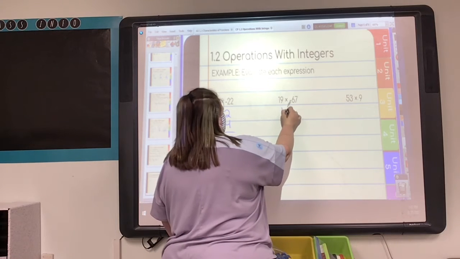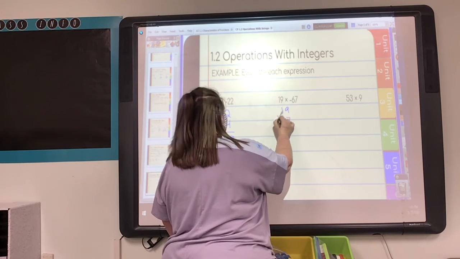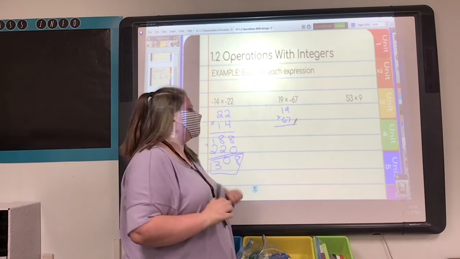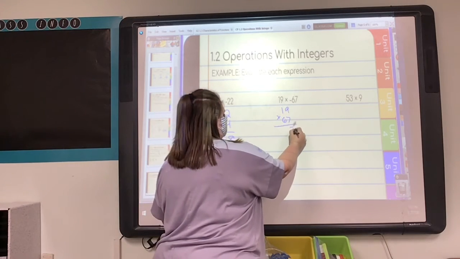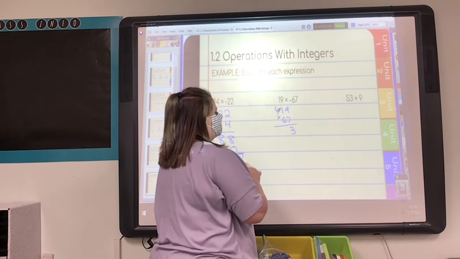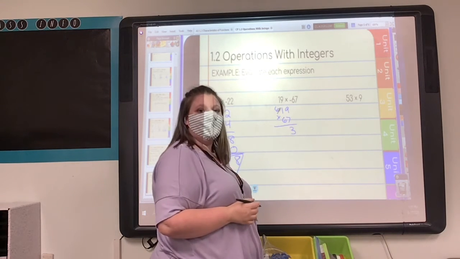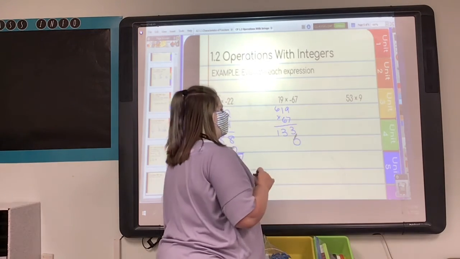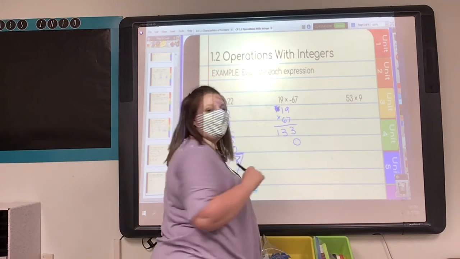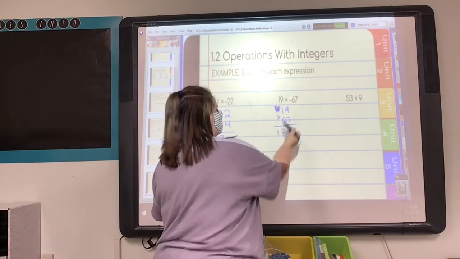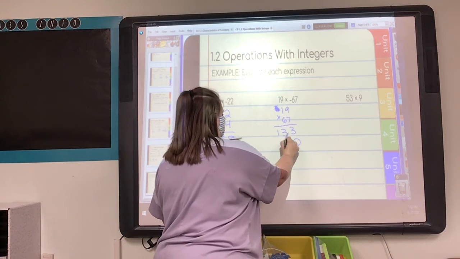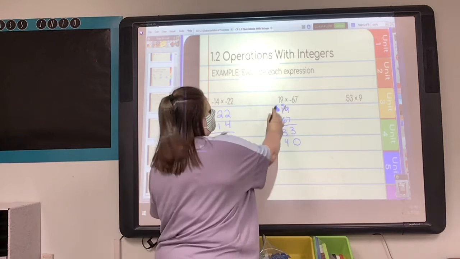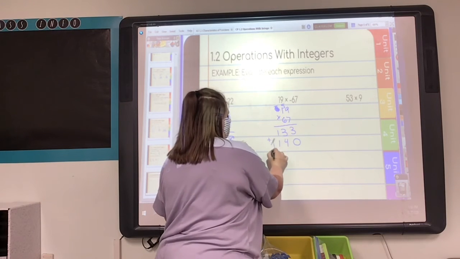Next, we have 19 times 67. So first we're going to multiply, then we're going to check the sign. So 9 times 7 is 63. We carry the 6. 7 times 1 is 7. 7 plus 6 is 13. We add a placeholder 0, and I'm going to cross out the 6 that we carried so I don't accidentally use it again. 9 times 6 is 54. Carry the 5. 6 times 1 is 6. Plus 5 is 11. Then we add these together.